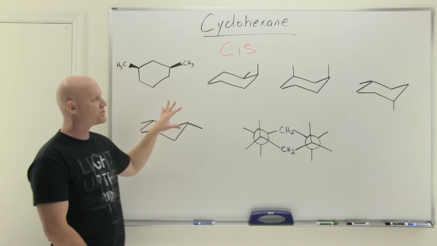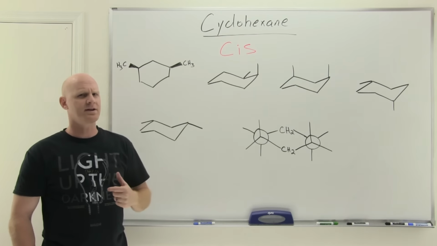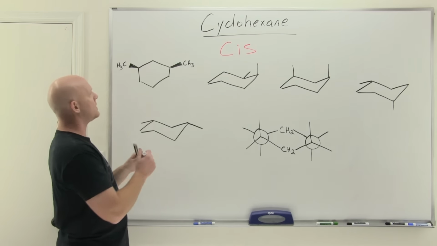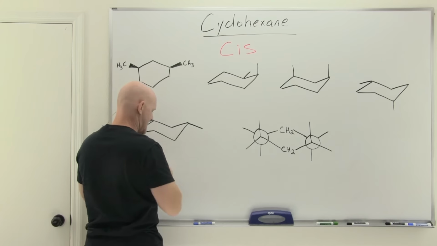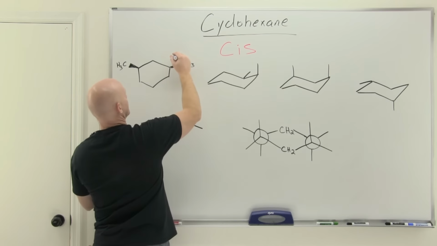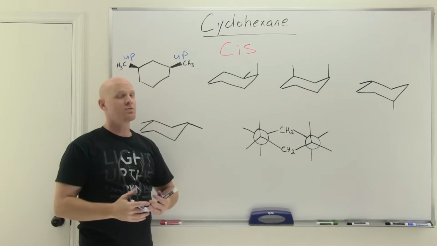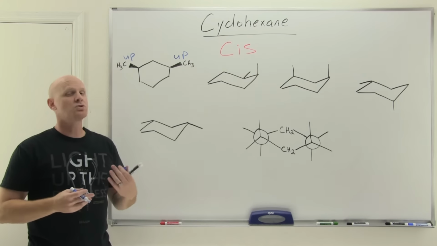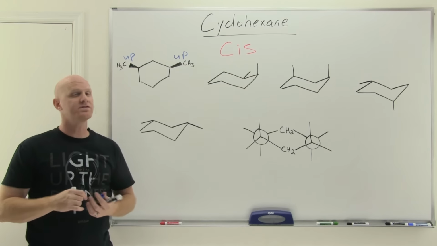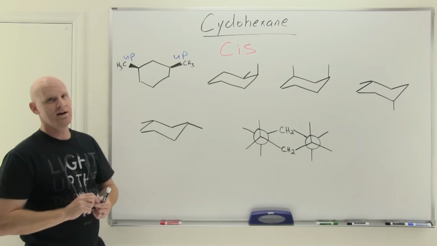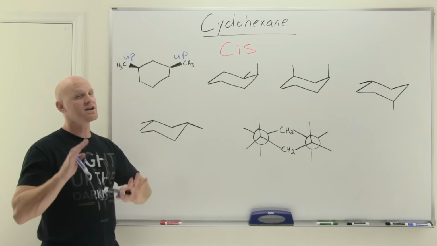But again, because we don't draw wedges and dashes on chair conformations, we've got to talk about how we recognize cis and trans. Well, if you recall, we think that these wedge bonds are analogous to groups that point up. And so it turns out cis and trans ends up being an up and down thing. If two groups both point up, that's cis. If they both point down, that's cis. But if one's up and one's down, that's trans. And we don't want to confuse this with it being about axial and equatorial, because it's not. It's about up and down.